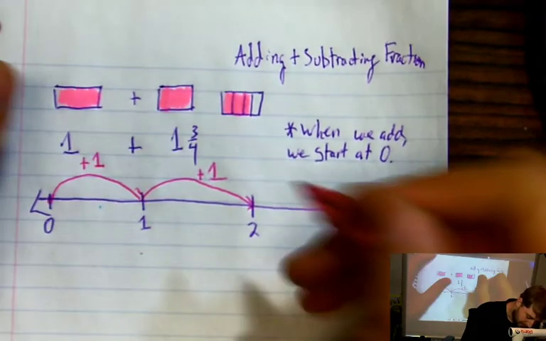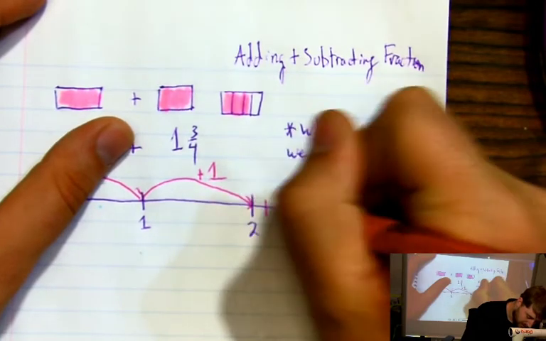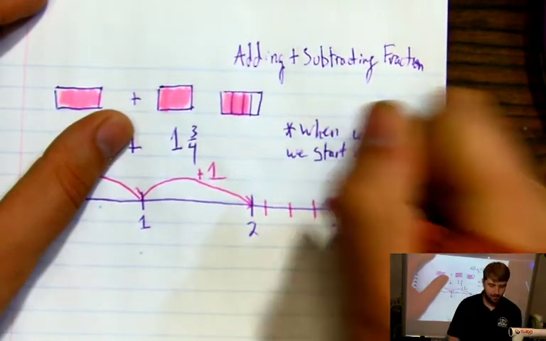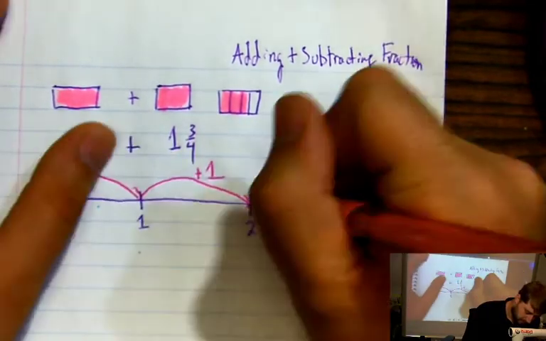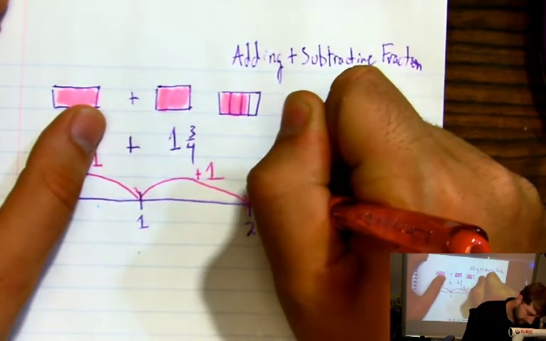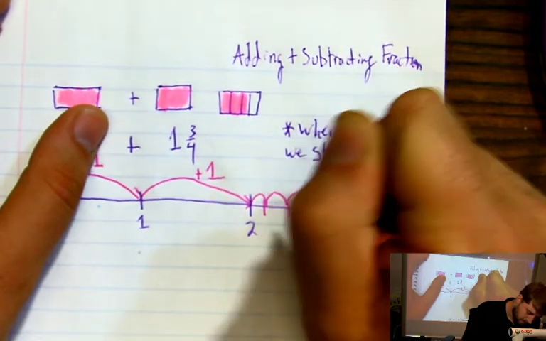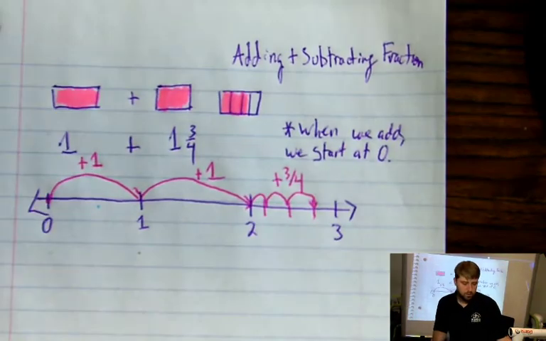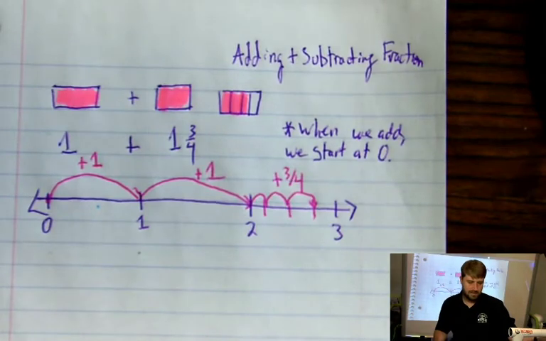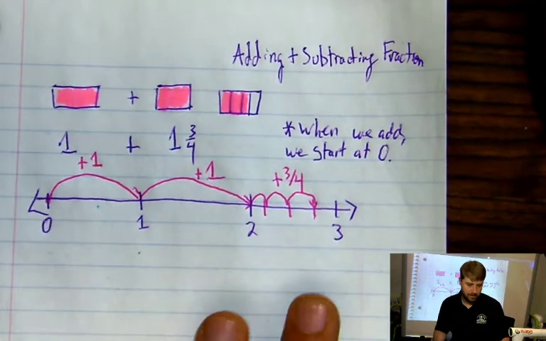I am going to have to separate this unit between 2 and 3 into quarters, into fourths. And we're adding 3/4. We're going to go 3 jumps there. We're going to say plus 3/4. Well, now that is where we are ultimately landing. That's perfect. There we go.